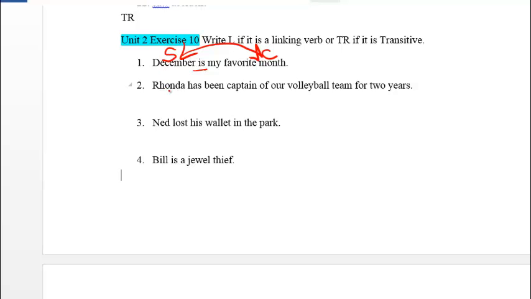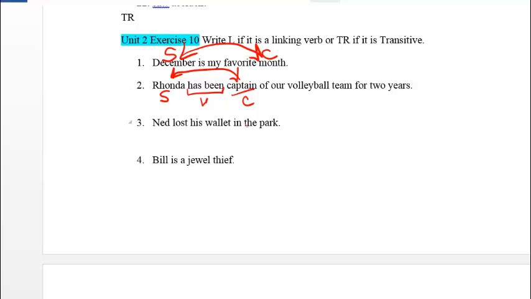Here's another one. Rhonda is my subject. Has been is my predicate or verb. Then captain's the complement. In this section, is Rhonda doing anything? Rhonda's not doing anything. Has been is a linking verb. All it's doing is completing or linking these two pieces of information. It's letting you know that Rhonda is a captain. It's her state of being.